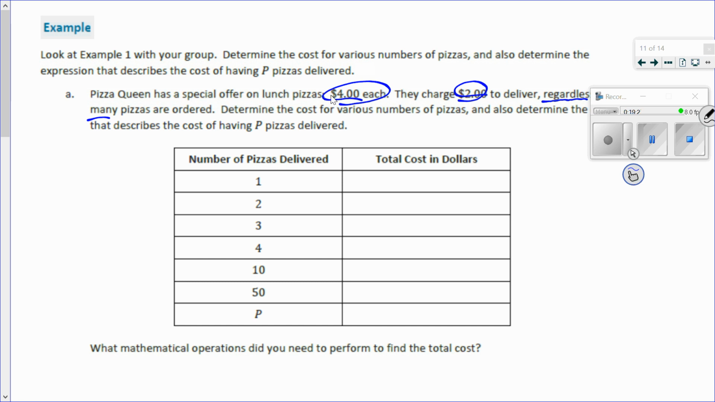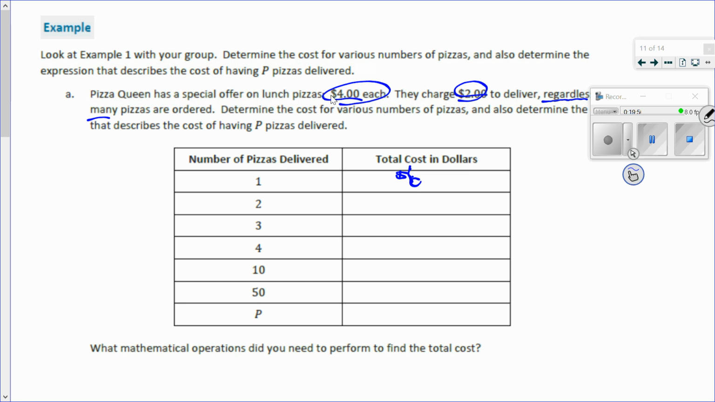So that being said, on the first pizza that is delivered, I have to pay $4 for the pizza, and I pay $2 for it to be delivered. So how much is that? $6. If I do a second pizza, 10. Whoa, why do you say 10, Sophia? It's 4. Why would you say 10? The first one was 6. Wouldn't the next one be 12?